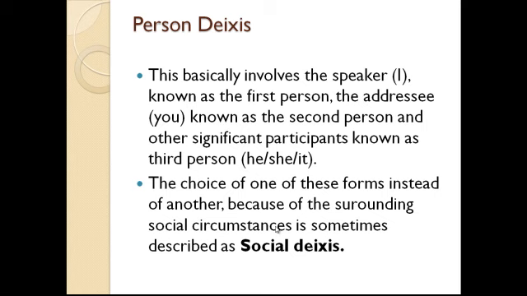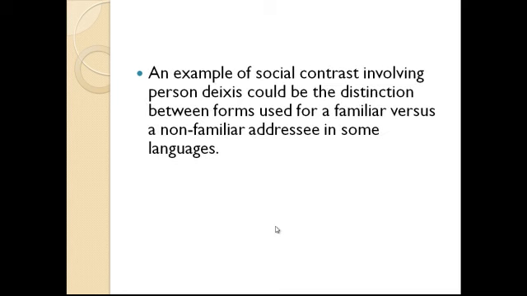We are saying where the choice of one of these forms instead of another, for example, if you choose to use third person pronoun instead of second person, and that your choice is based on the surrounding social distance or social circumstance, then it qualifies to be described as social deixis. An example of social contrast involving person deixis could be the distinction between forms used for a familiar person versus an unfamiliar person in some languages.